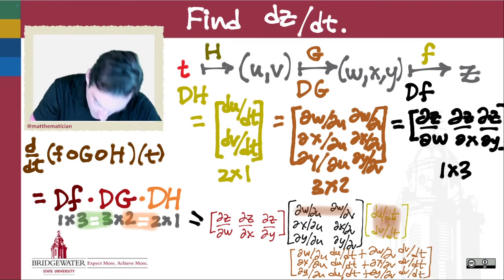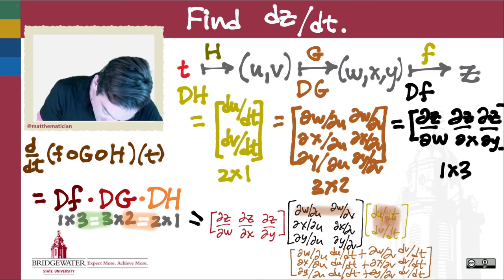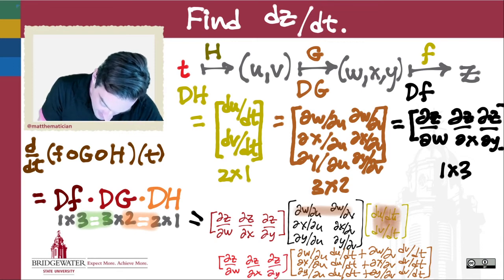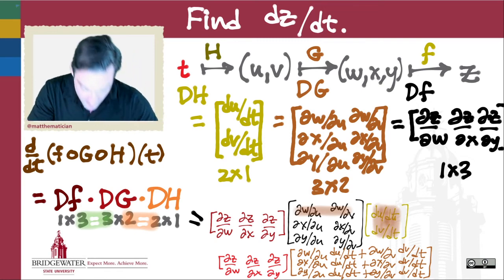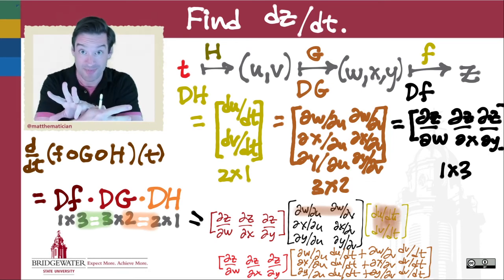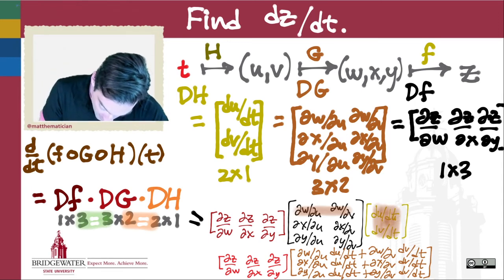So now we've done the product of the second and third matrices, but we still have one more matrix product to do because we have this little df sitting out here in the front. So dz dw, dz dx, and dz dy. And so to do this multiplication, it's just a row vector with 3 entries times a column vector with 3 entries. There's only one row in the first matrix, and only one column in the second matrix. So I only have one row to multiply across and one column to multiply down.